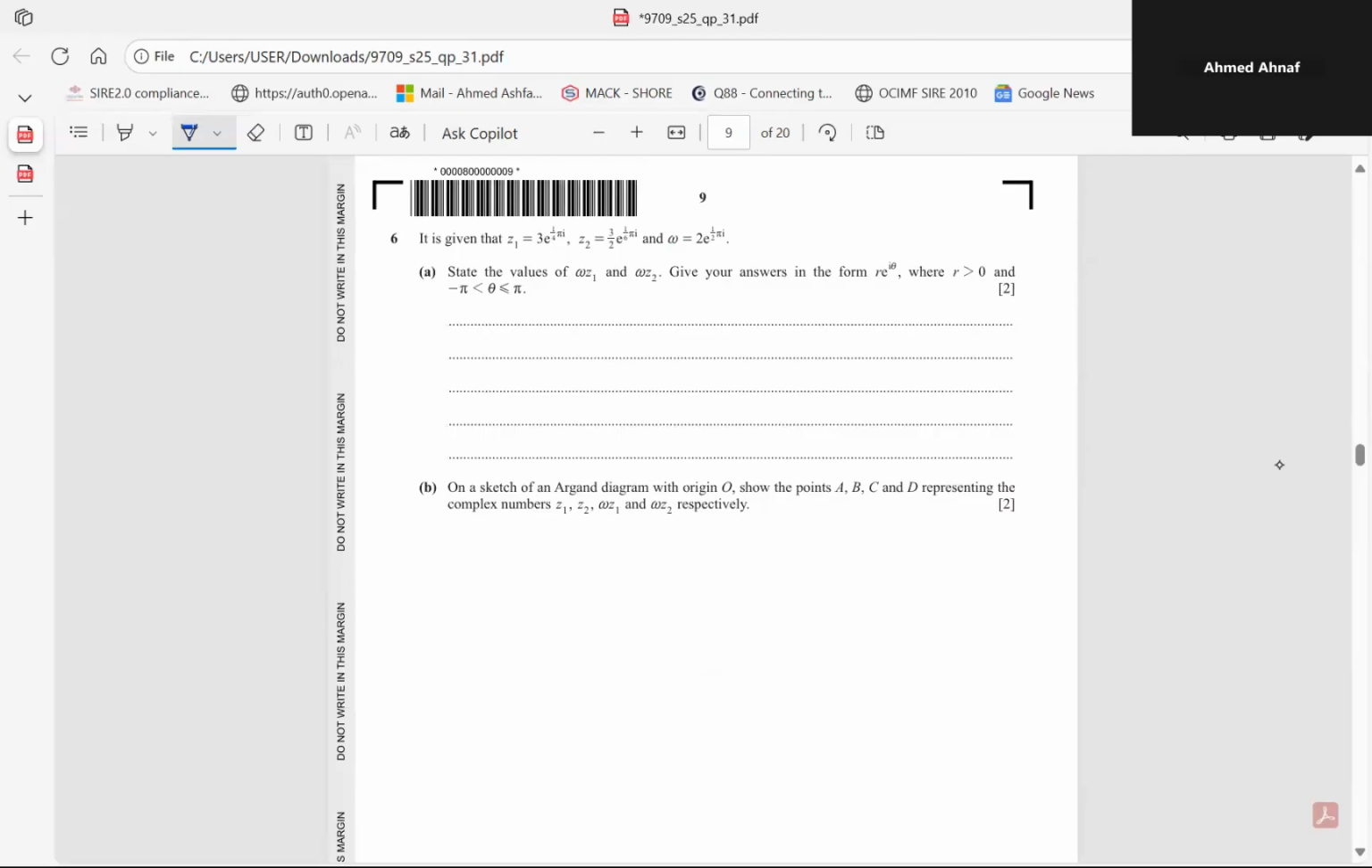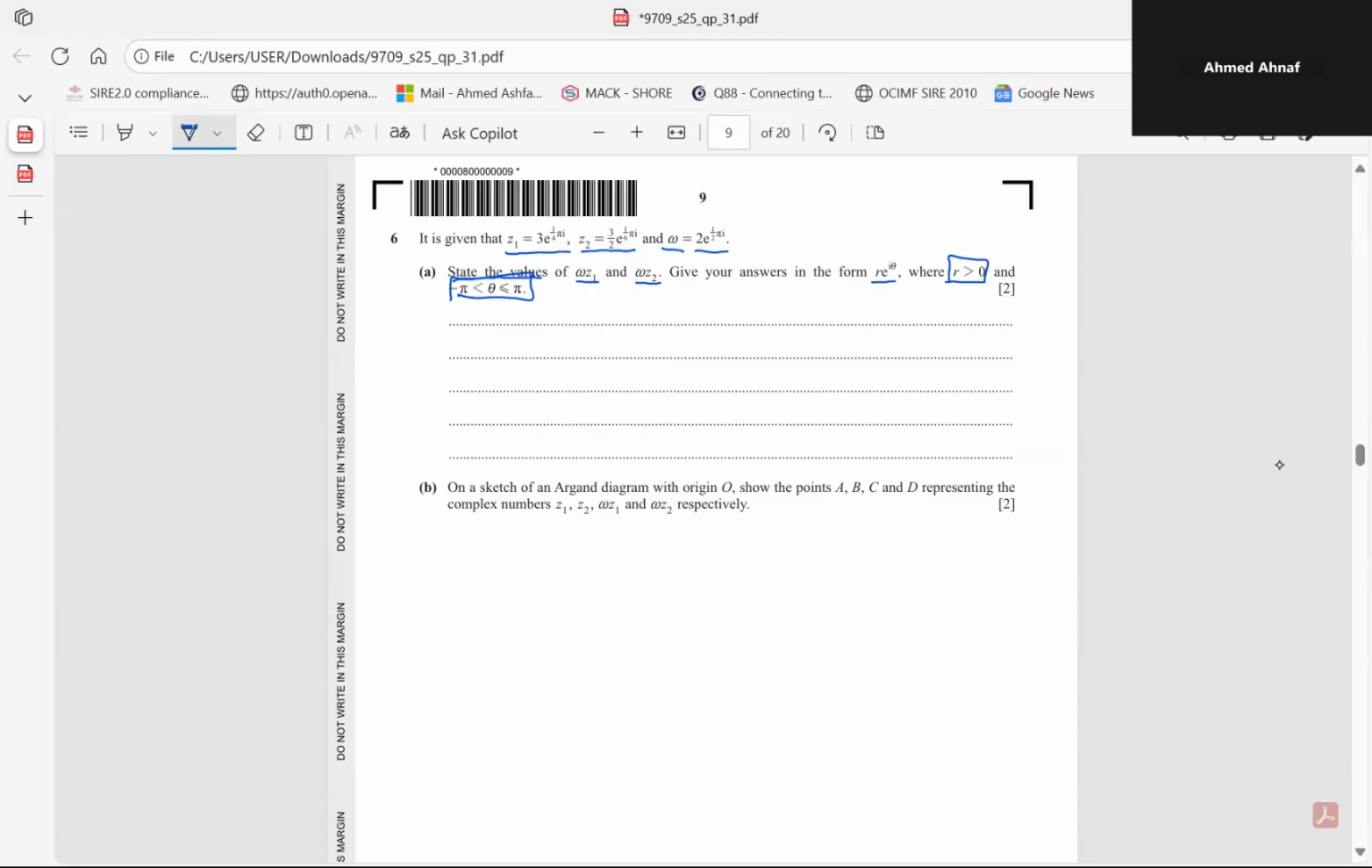Okay, so here we're given some Argand diagrams in polar form. So z1 is this, z2 is this, and omega is this. Okay, so now we're supposed to state the values of omega times z1 and omega times z2. Give your answers in polar form, and you were given the domains: the modulus r must be more than 0, and the argument must be between minus pi and pi.